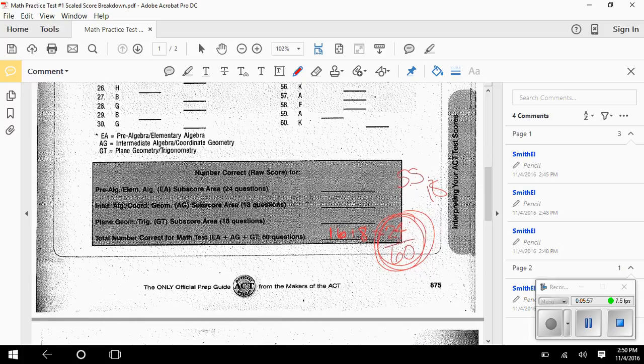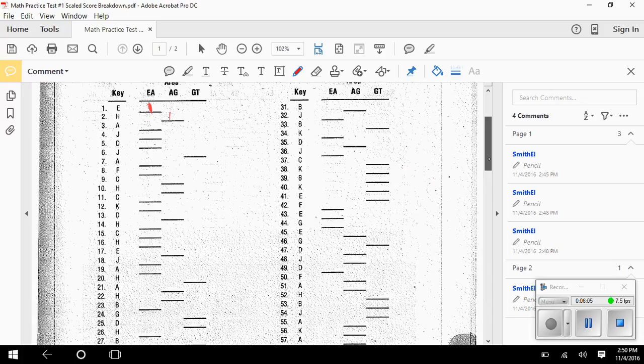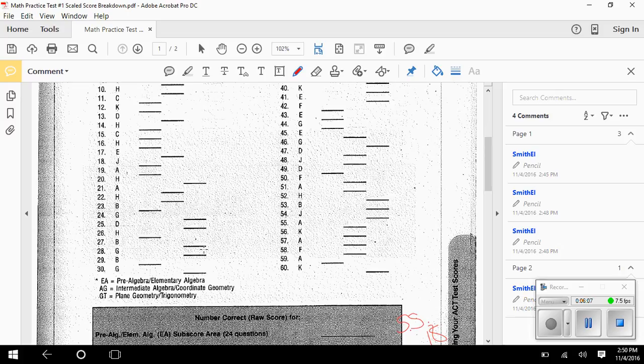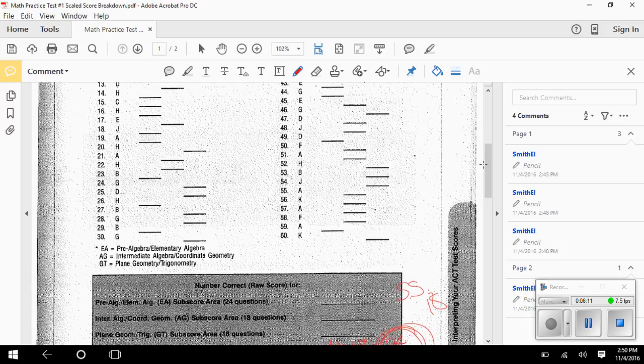And then you've got your plane geometry and some trig stuff. Okay. And so notice there's not so much at the beginning of the test that you took. There weren't a whole lot of those. There are more of them in the last half, which makes sense because those problems are harder and trig problems are harder.